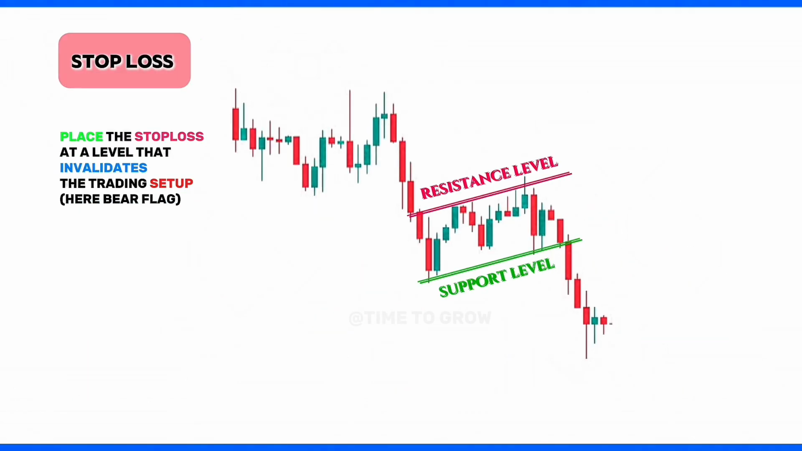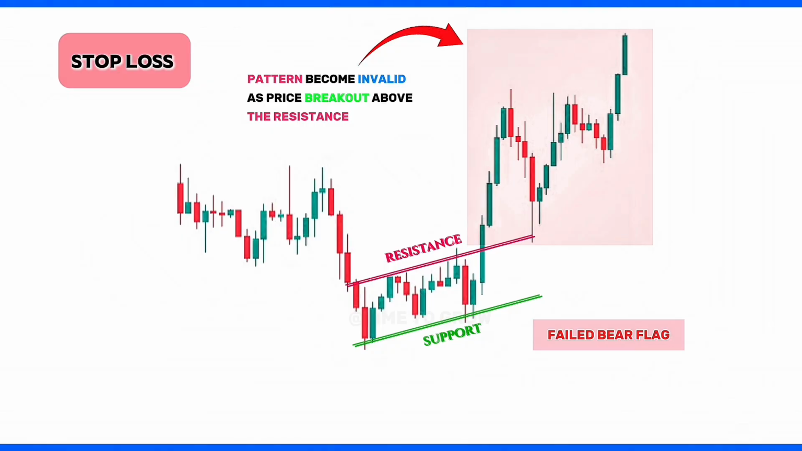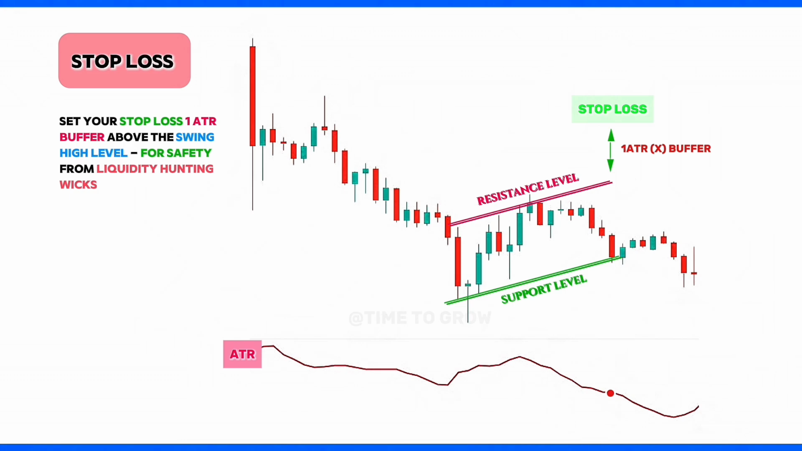When it comes to protecting your position, place your stop loss at a level that invalidates your setup. In this case, if price breaks above the resistance trend line, the bear flag is no longer valid. That's why it's better to keep your stop loss just above the resistance line.